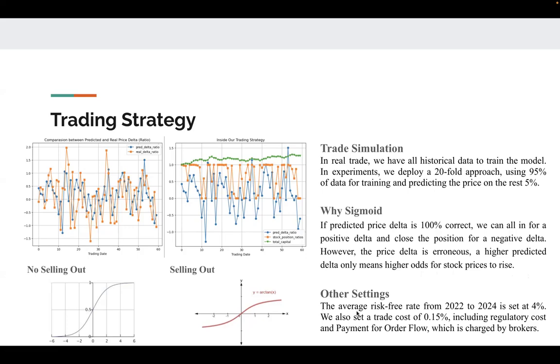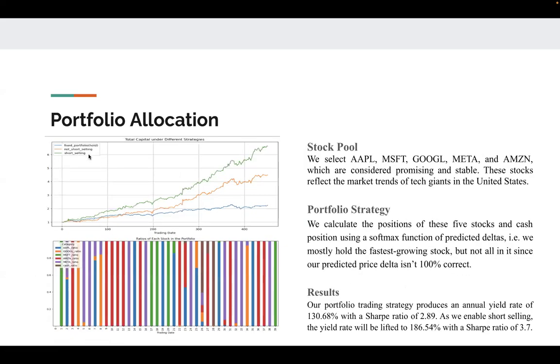We will set the average risk-free rate from 2022 to 2024 at a rate of 4%. We also set a trade cost of 0.15%, which includes regulatory cost and the payment for order flow, which is very important because without the setting of the trade cost, the yield rate can seem to be unbelievably high. So finally, let's look at our portfolio allocation.